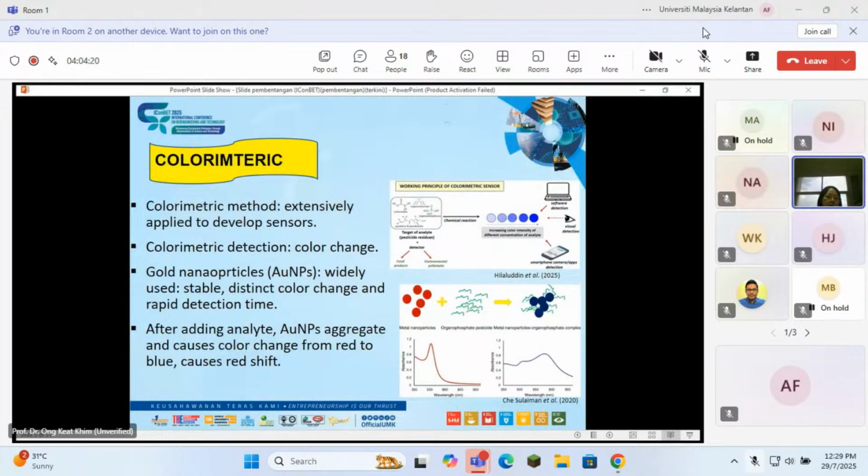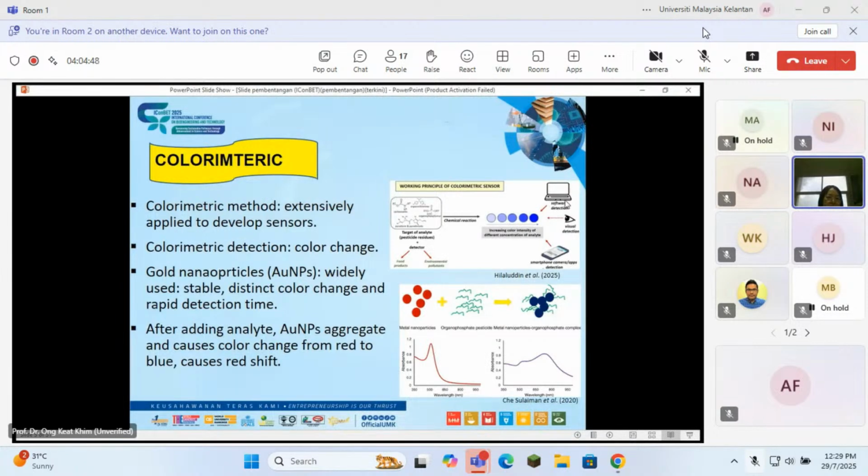Okay, colorimetric is one of the extensive methods used to develop sensors. Okay, the colorimetric detection method is based on color change, as you can see in this figure. After we add the sensing reagent to the analyte, the color will change. When the concentration of analyte is higher, the color becomes darker. Okay, we can interpret the result either using the naked eye, or a mobile app, or the software that we install.